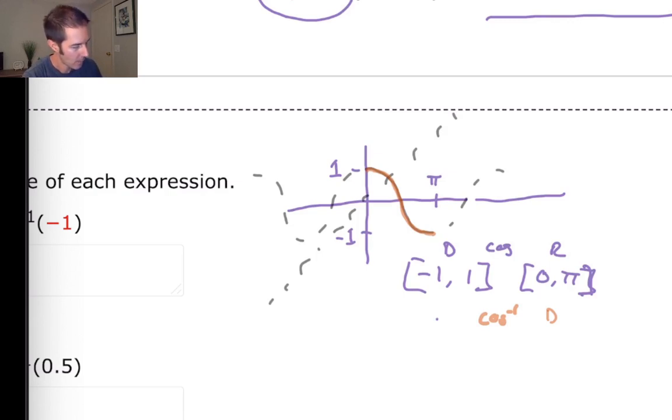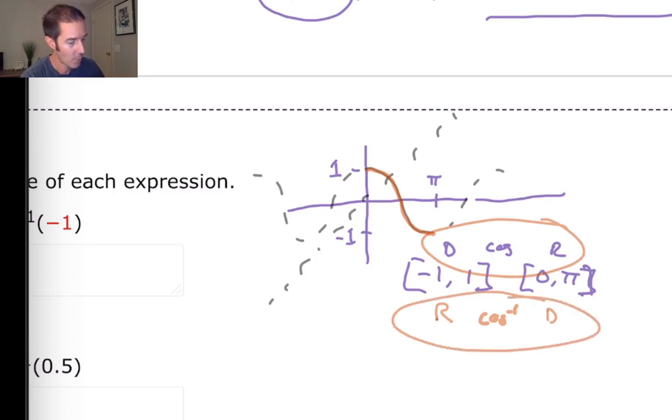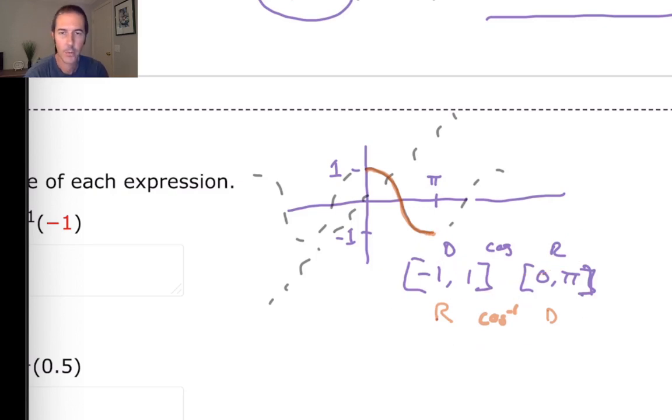taking the domain and the range, which I wrote incorrectly there for a moment, taking the domain and range and having them trade places, which is what I've done. In purple, I've got them as domain and range. In orange, I have them as range and domain. I had them trade places. Okay.